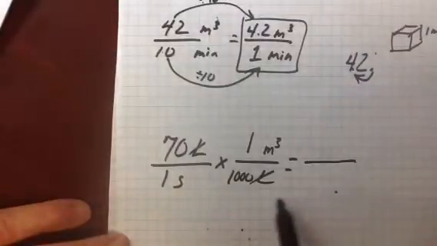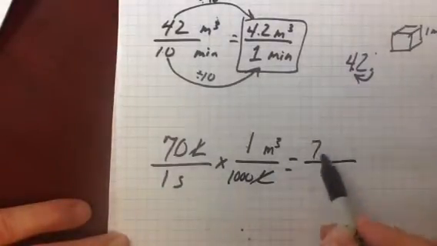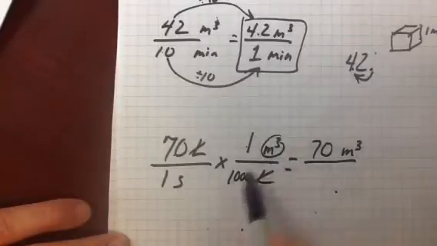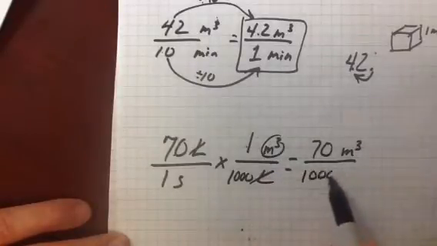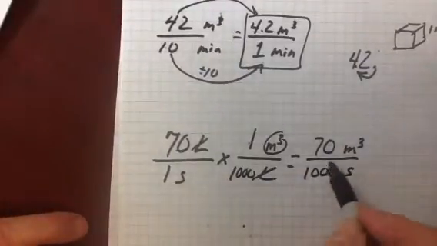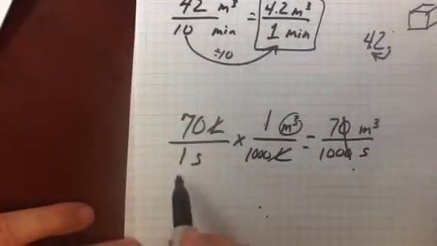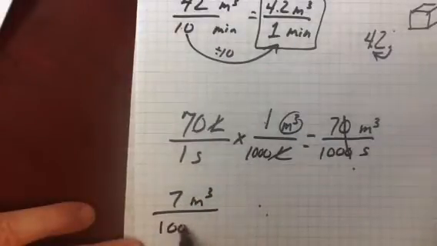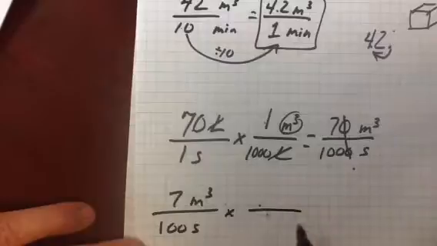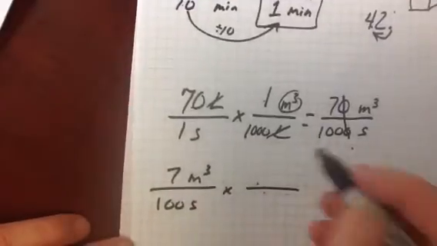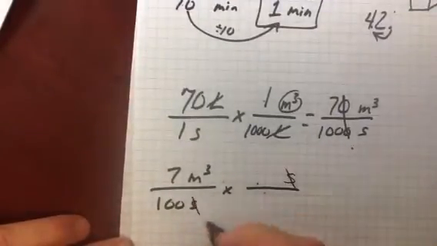So now we multiply 70 times 1, and the only word we have is meters cubed, and 1 times 1,000, and the word we have is seconds. So I'm going to go ahead and cross out those zeros. So now I have 7 meters cubed over 100 seconds. And now I don't want seconds, I want minutes. So I have to get rid of seconds. So where do I put it here to get rid of it? At the top, so I can cross cancel it.